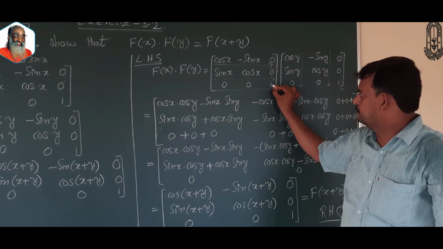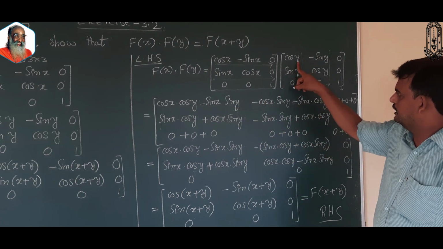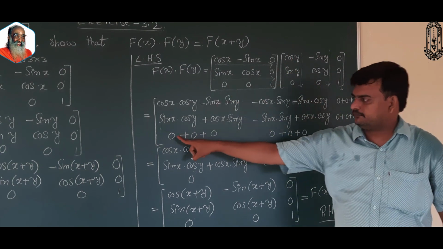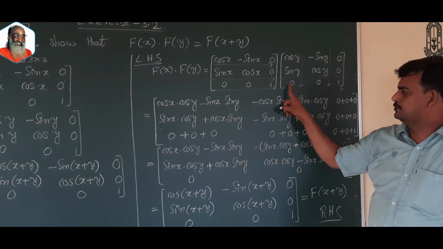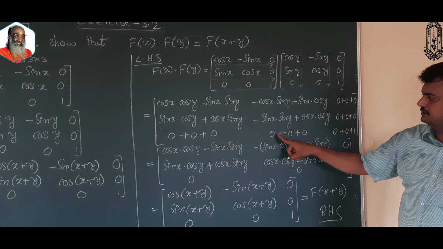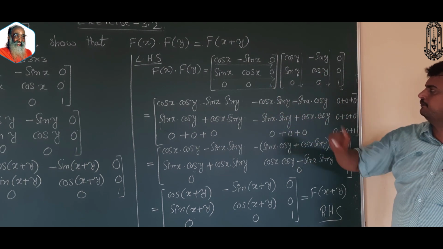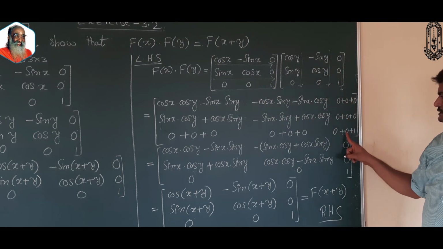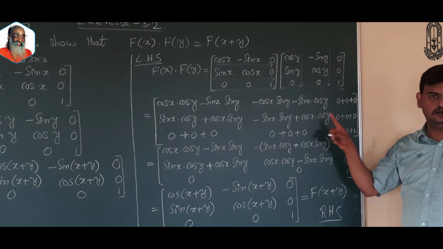Now at last with the row 3 elements. Here row 3 elements are going to multiply with column 1, column 2, column 3 elements. Let us see here. 0 into cos y, 0, 0 into sin y, 0, 1, 0 is 0. Now with column 2 elements, 0 into minus sin y, 0, 0 into cos y, 0, 1, 0 is 0. Now with column 3 elements, 0, 0 is 0, 0, 0 is 0 and 1, 1 is 1. So the product is successfully completed. Now we need to simplify.